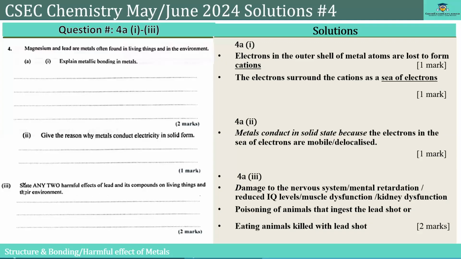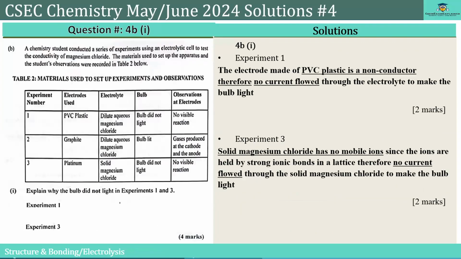Part 3. State any two harmful effects of lead and its compounds on living things and their environment. Now, lead in living things and the environment can cause damage to the nervous system, mental retardation, reduced IQ levels, muscle dysfunctions, kidney dysfunctions, poisoning of animals that ingest the lead shot, or eating animals killed with lead shot can cause damage to humans.